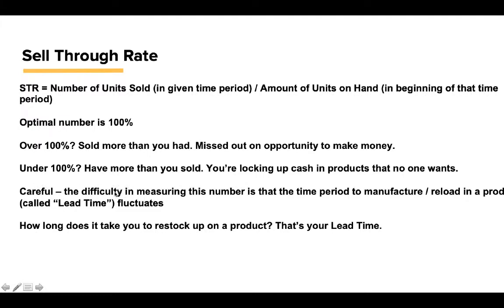Now, the key to understanding sell-through rates, and the barrier to entry here, is this. The difficulty in measuring this number is that the time period to manufacture and reload a product, which we call lead time, fluctuates. So here's an example. I was in Starbucks the other day waiting for my Americano and noticed the barista had a clipboard and a piece of paper, and she was literally taking notes on how much she had in stock of each item: bags of coffee, mugs, you name it. She wasn't doing this for fun. She was doing it to help Starbucks calculate their sell-through rate so that Starbucks could optimize its use of product and cash across their global business.